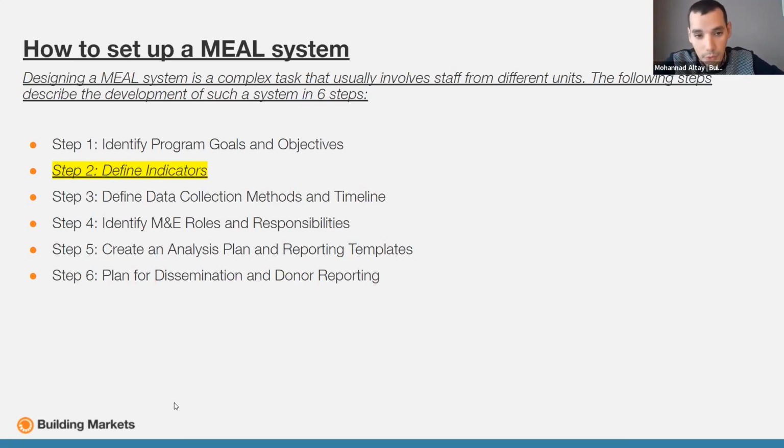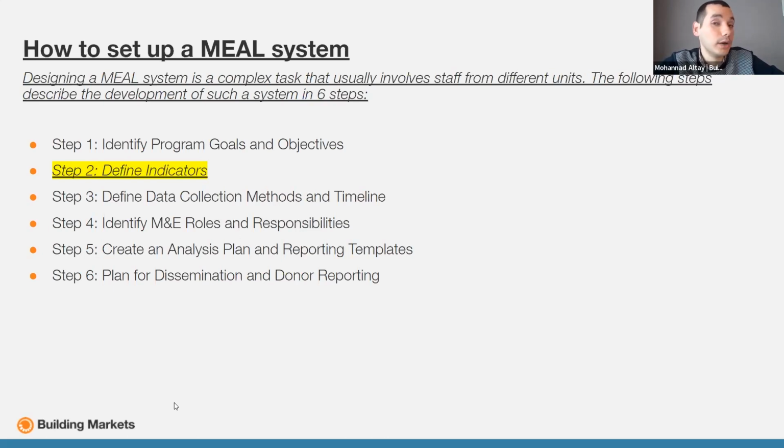And all of these data collection methods and tools should be clearly identified and clearly built before the beginning of the implementation. And again, the data collection methods and tools are related to the project and to the specific services and activities. And step number three is to identify the monitoring and evaluation roles and responsibilities.